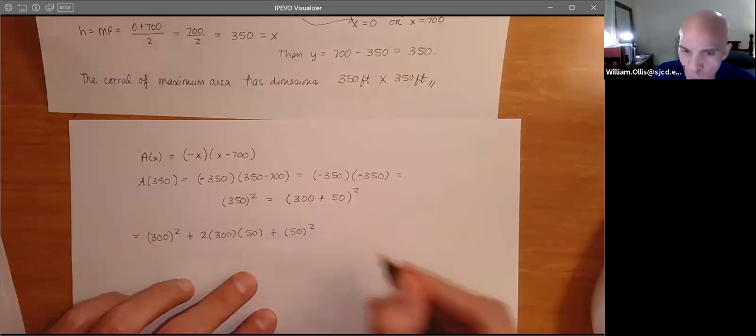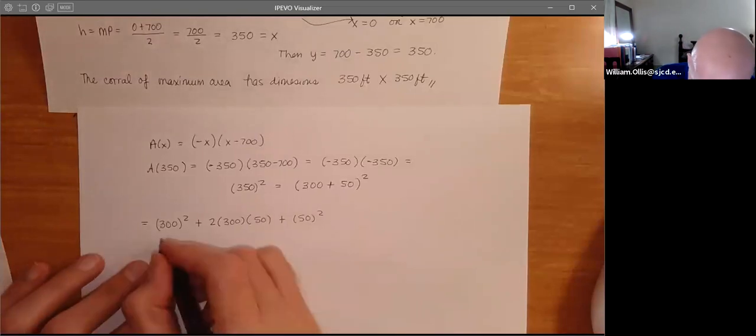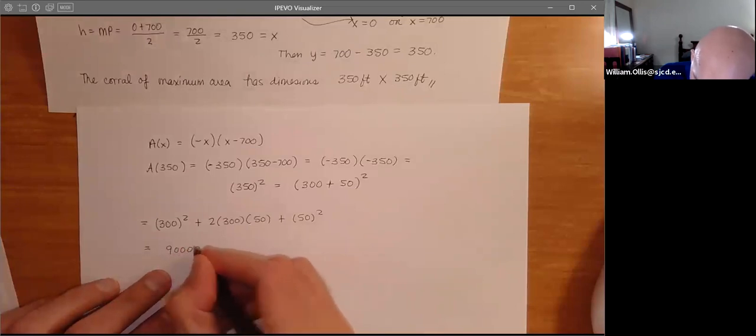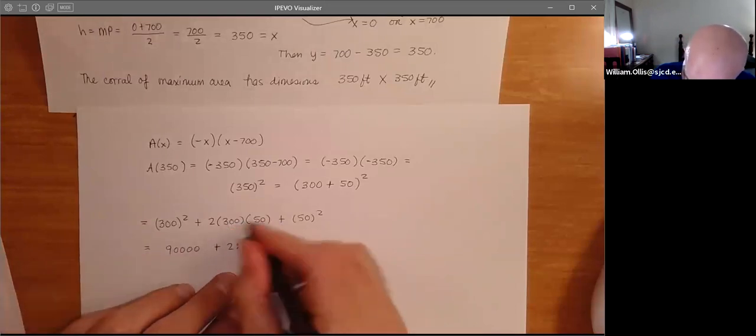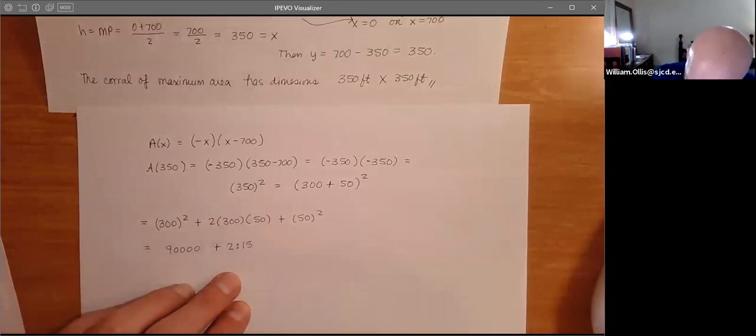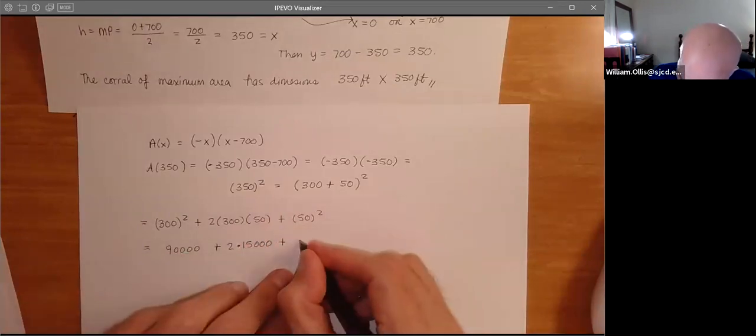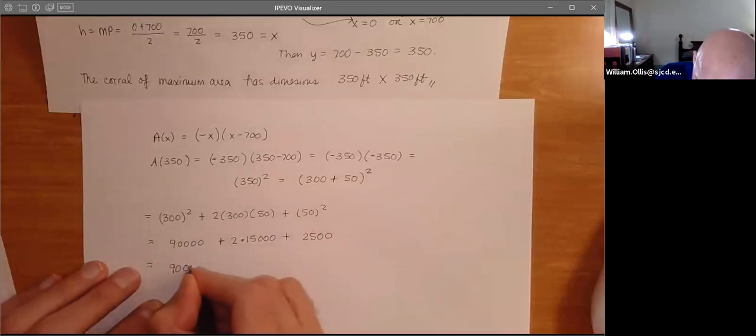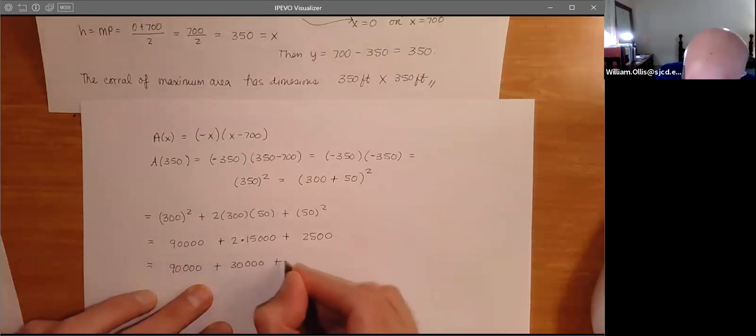So this gives us some practice with our identities, so to speak. And so now this will be a 9 with 4 zeros, 1, 2, 3, 4, plus, so we have 2, and now we get 3 zeros. That's 15 with 3 zeros. And then of course here, this will be a 25 with 2 zeros. So this gives us 90,000 plus 30,000 plus 2,500.